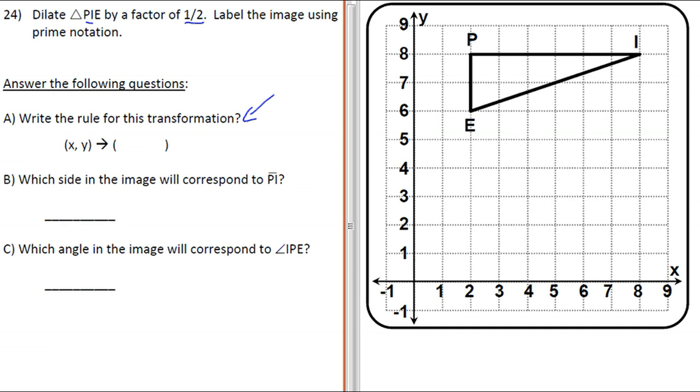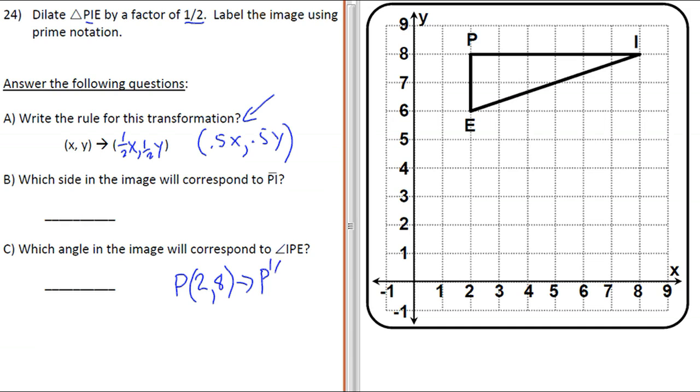It says dilate first, but the rule I know is a half x, half y. Or you can write 0.5x, 0.5y. Or you can write x over 2, comma, y over 2. Okay, so we're going to dilate this by a factor of a half, and I'm going to write down the coordinates of P. So P is 2 to the right and 8 up.